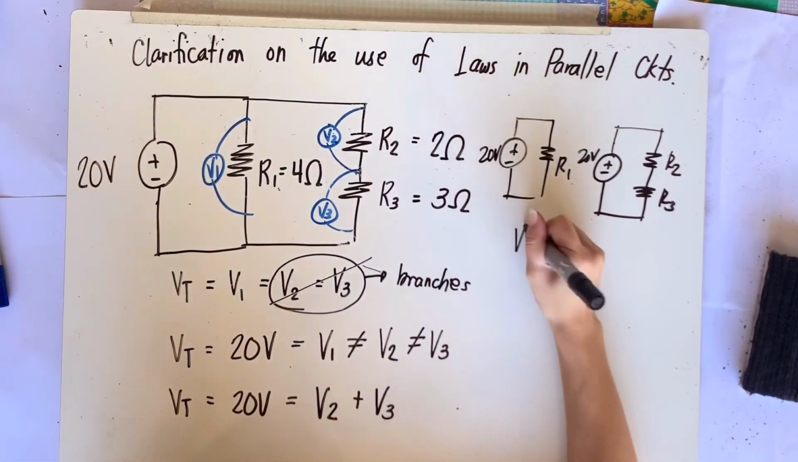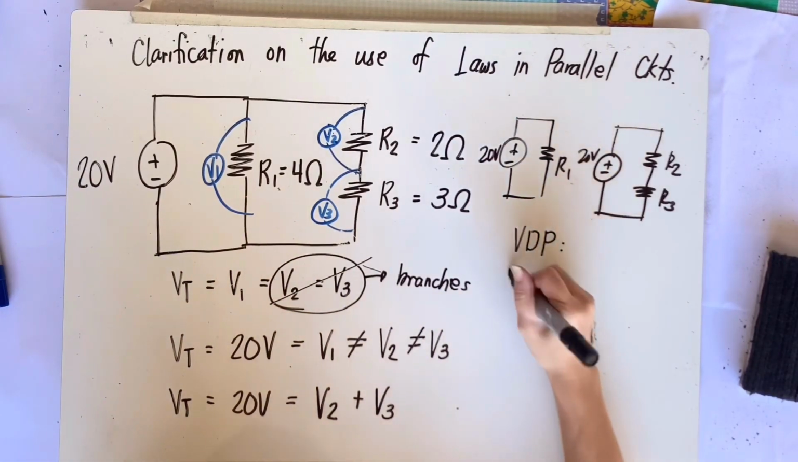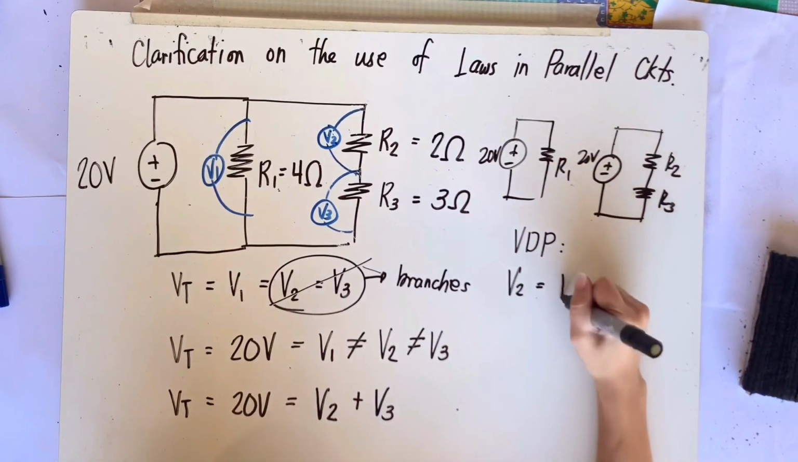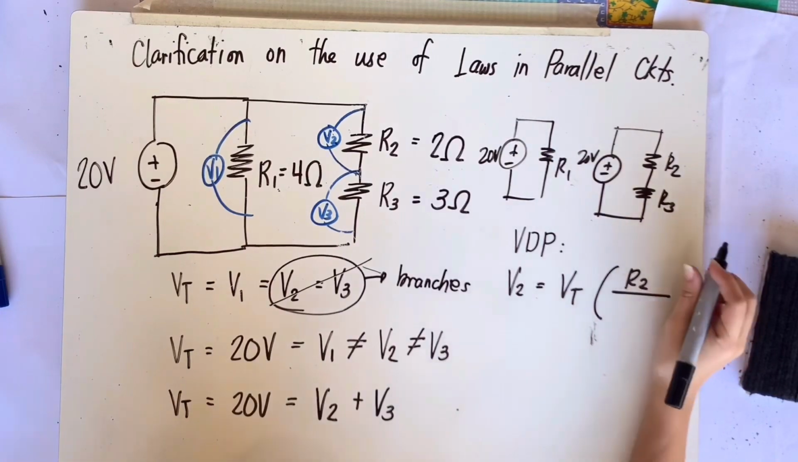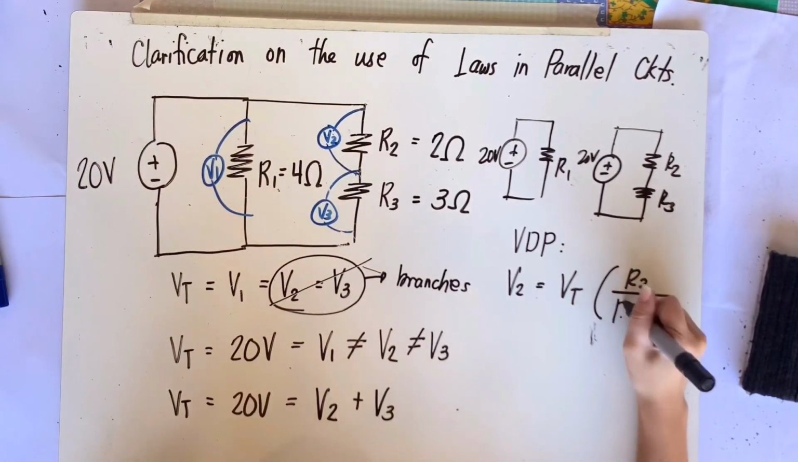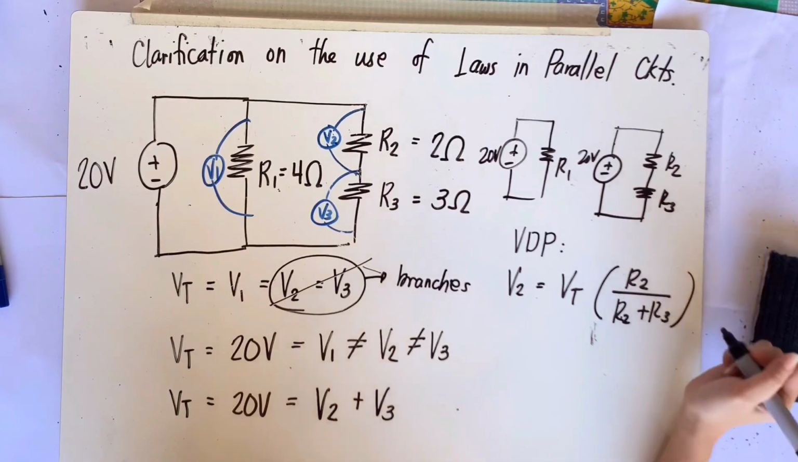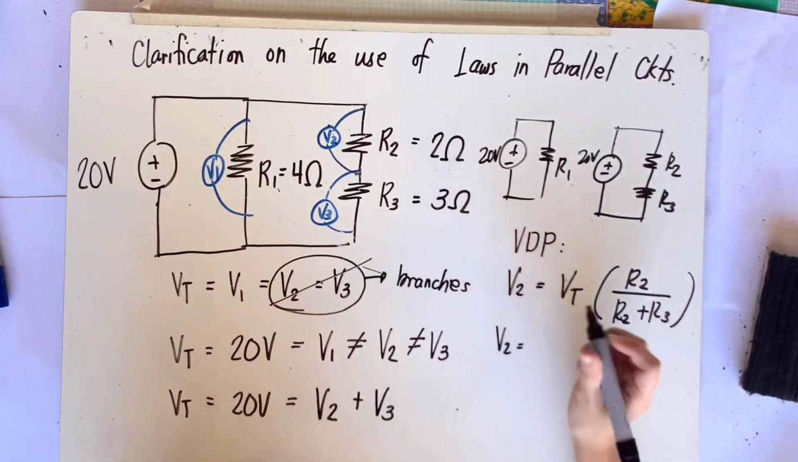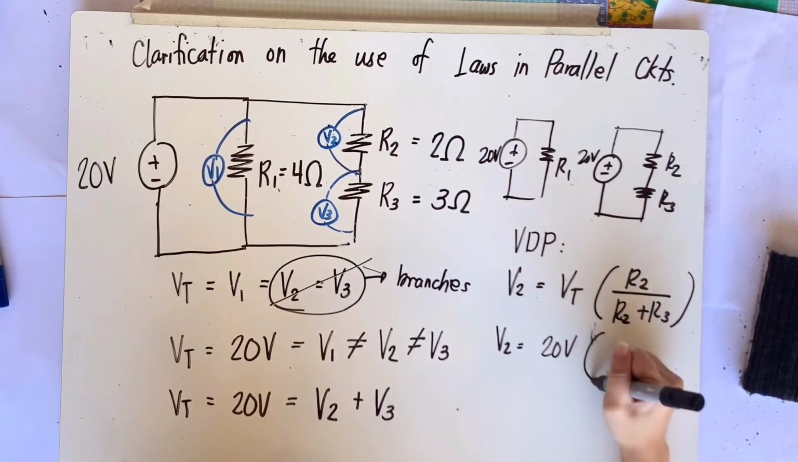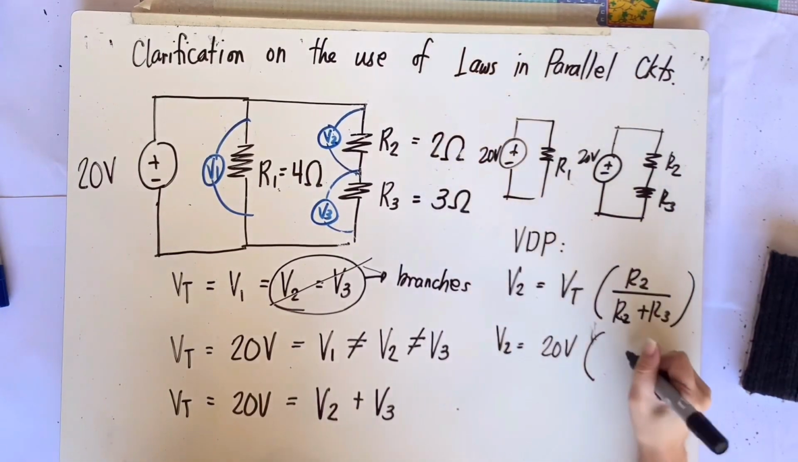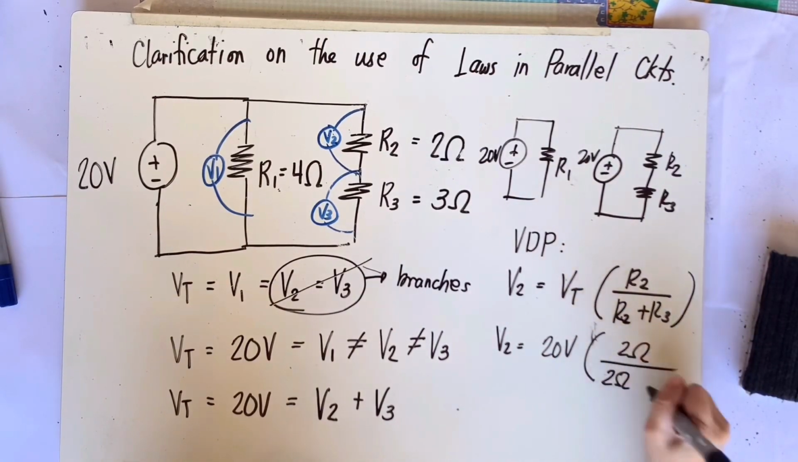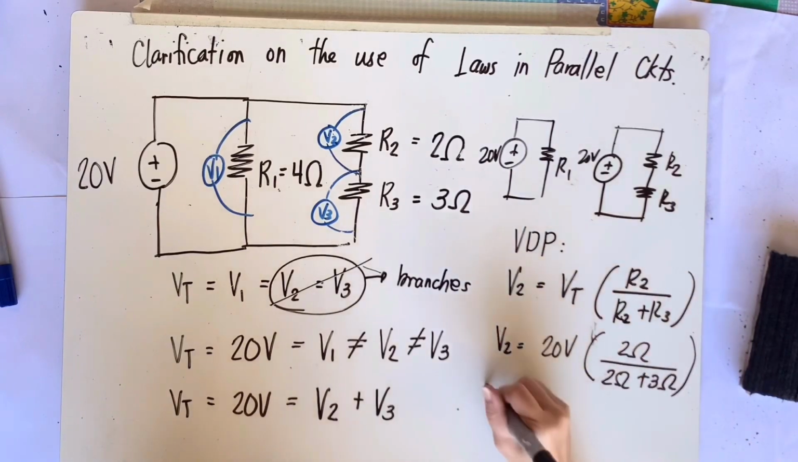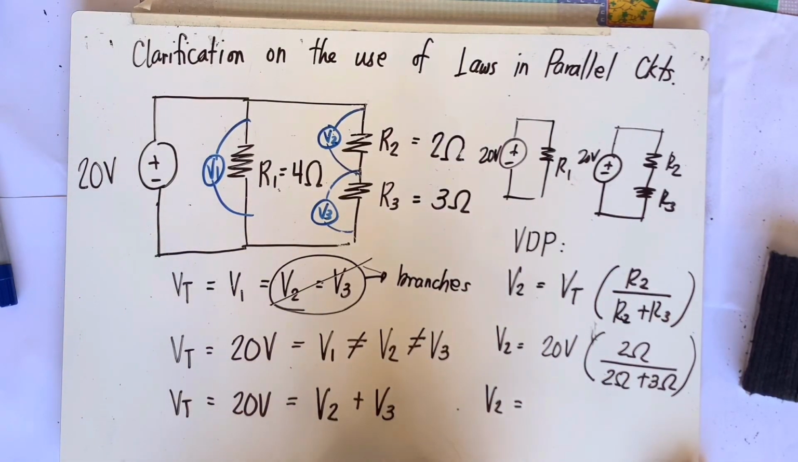So, if I'm going to use VDP, solving for V sub 2, that would be the applied voltage, VT, multiplied by R2 over sum ng series resistances na maghahati, and that is R2 and R3. So, if I substitute, ang magiging V2 ngayon natin ay applied voltage is 20 volts multiplied by, sinong hinahanapan ng voltage? Si R2. Kaya 2 ohms yan over sum ng dalawang nakaseries. That's 2 plus 3 ohms. Therefore, we'll be able to get V2 which is equivalent to 8 volts.